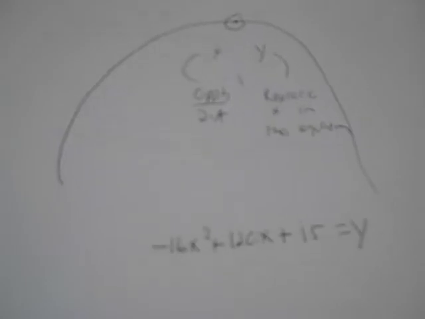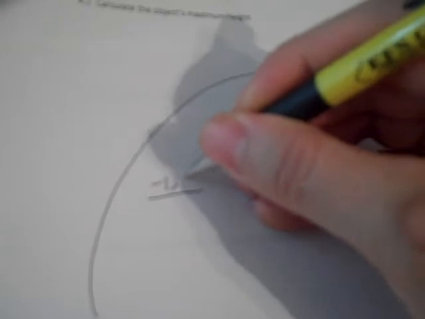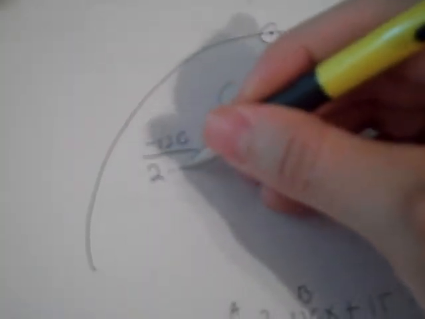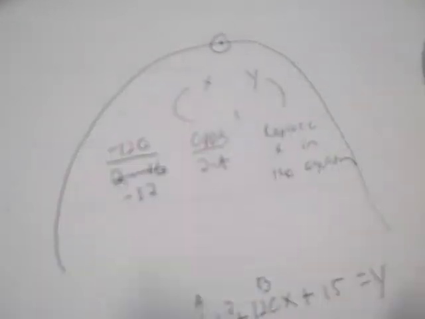You can also put y equals in front. So it's pretty obvious what the a and the b are here. Ax squared, bx. So the opposite of b is negative 120. Then I have 2. And then a is negative 16. So that makes negative 32. And I divide negative 120 by negative 32, and I get 3.75.